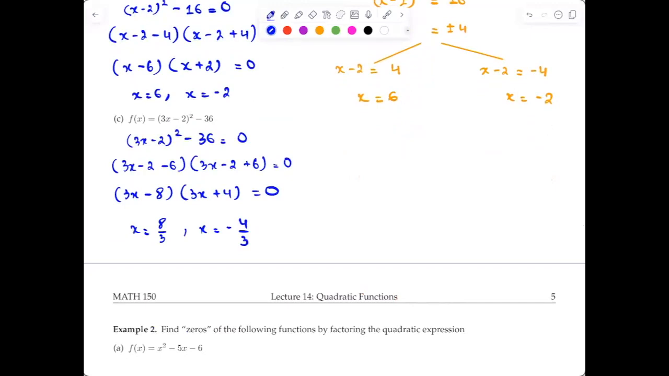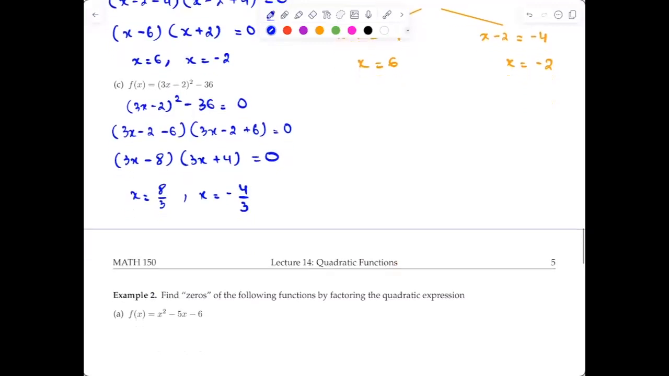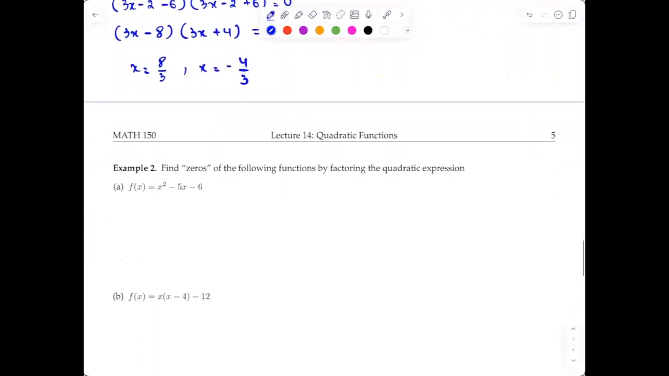Good. All right, so that is this problem. Let me move on to the next example. You also find the zero of the functions.